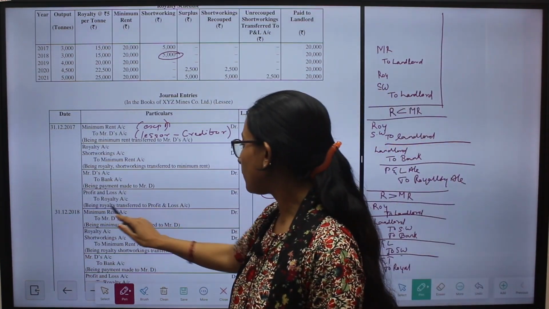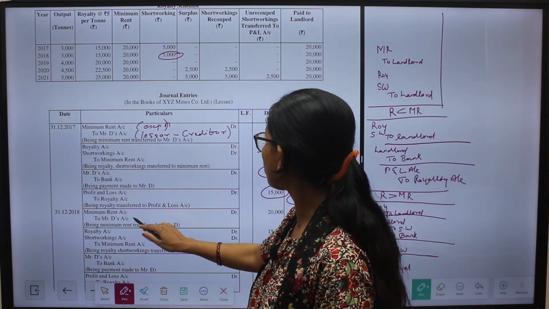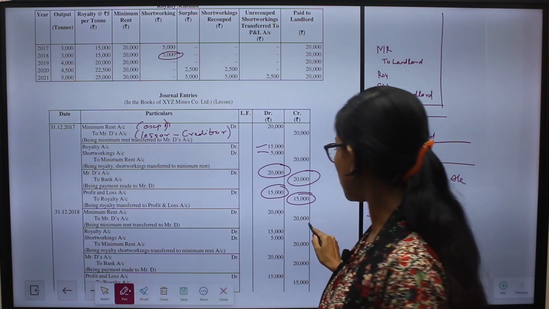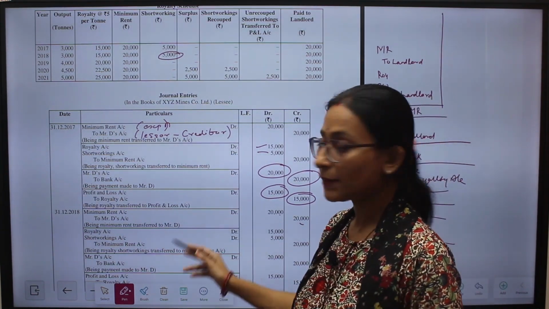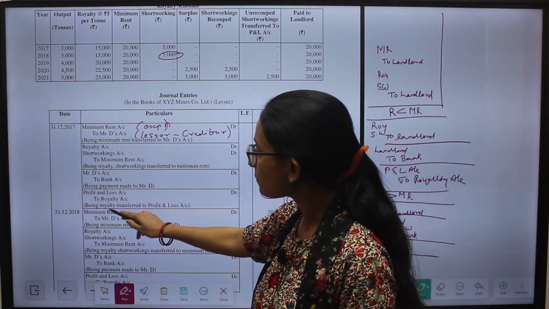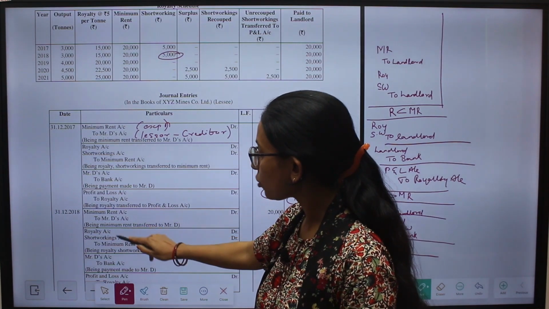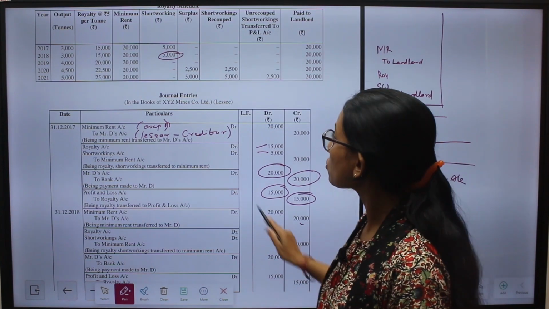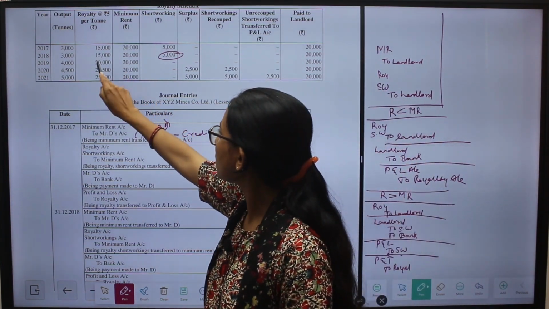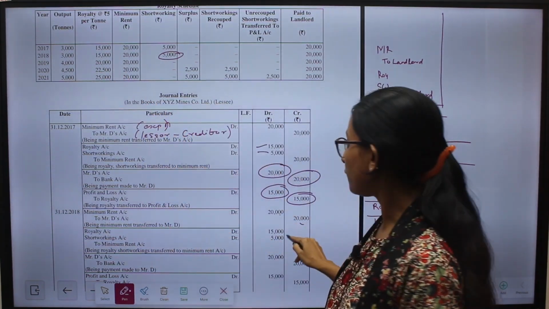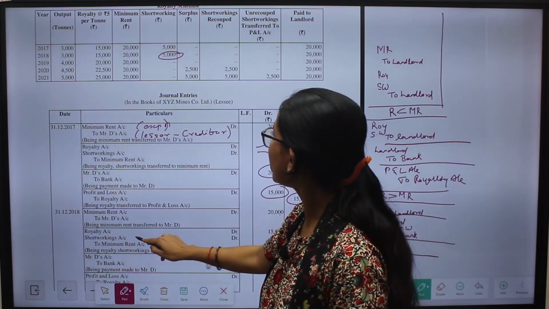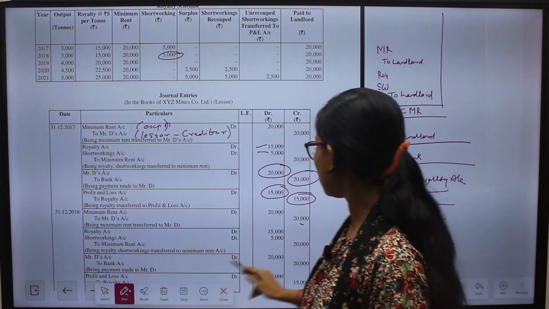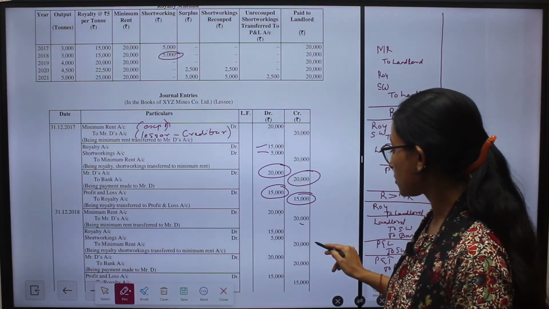So we'll pass the minimum rent account debit of rupees 20,000 to D, that is the lessor, of rupees 20,000. After passing this entry, we will transfer this minimum rent into royalty and short working. So the entry will be royalty account debit. How much royalty did we get in the second year? 15,000. Royalty account debit with 15,000, short working account debit of rupees 5,000 to minimum rent. Minimum rent: 15 plus 5 is 20,000.